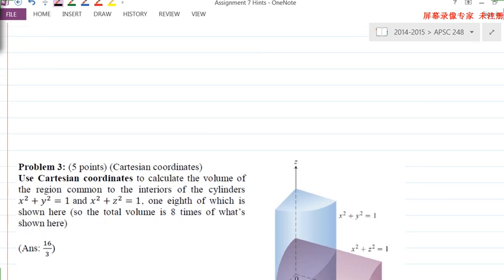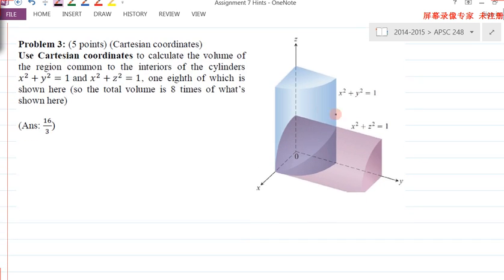Problem number 3. We're looking for the volume of the intersection between two cylinders, this cylinder and this cylinder. The drawing here only shows you a quarter of it, actually 1/8 of the intersection. Essentially you can extend the two cylinders in all directions, and you'll get the other 7 portions of the intersection. Now we decide to use Cartesian coordinates.